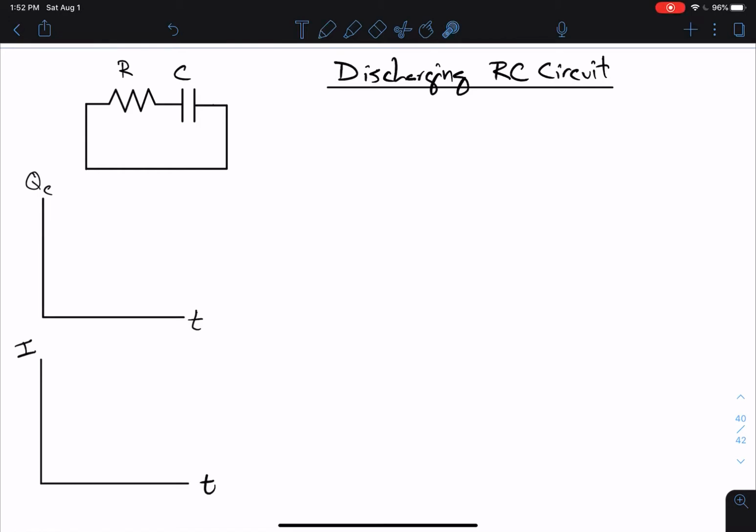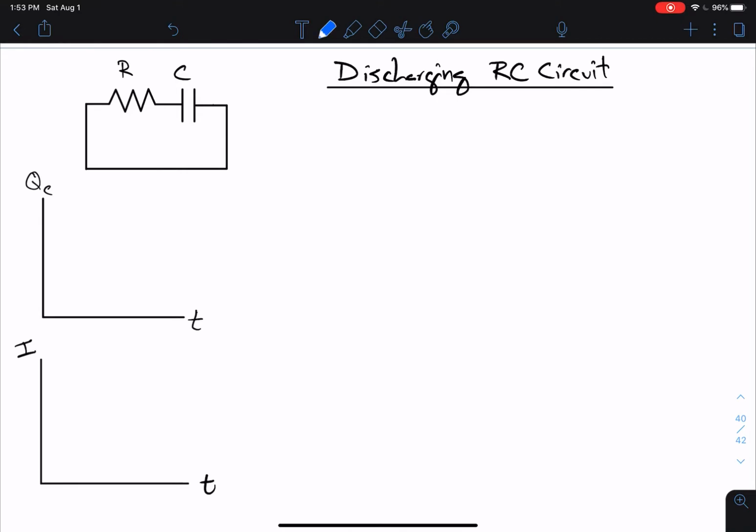Let's talk about the discharging RC circuit. An RC circuit has a resistor and a capacitor connected in series, and there's no power source connected with them. The capacitor is fully charged to begin with, and it's going to essentially act as the power source in that it's going to be driving the circuit. It's the thing that's going to be pushing the circuit instead of some kind of battery. So this is the discharging RC circuit.